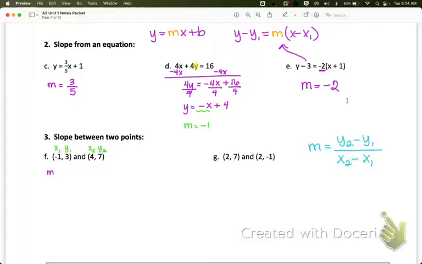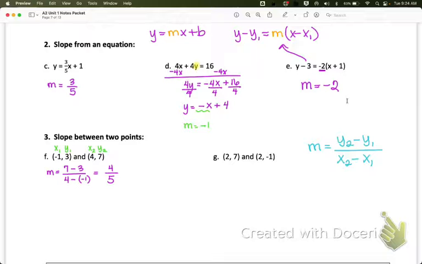So now the rule for m is going to be y2, which is 7, minus y1, which is 3, over x2, which is 4, minus x1, which is negative 1. So 7 minus 3 is 4 over 4 minus minus becomes a plus, so we really get 5. There's our slope. Pause your video for a moment and see if you can determine the slope for G. I'll be back in 2 seconds.